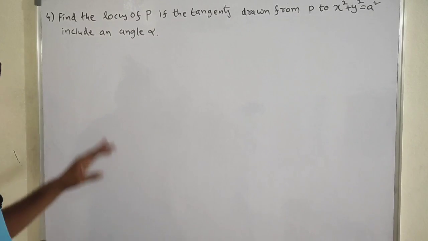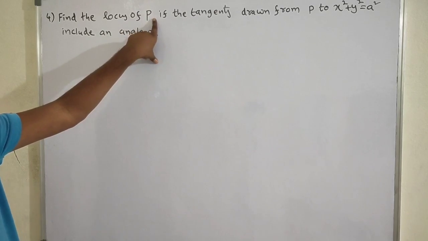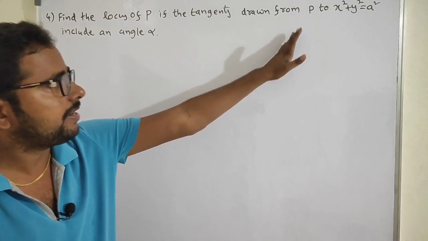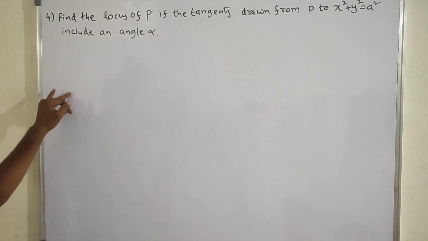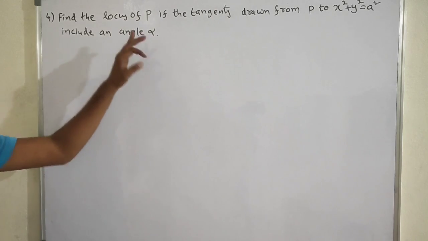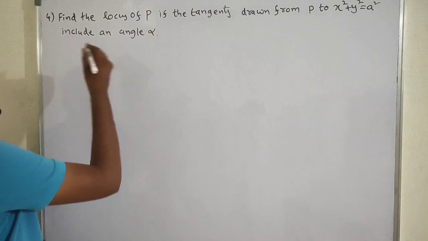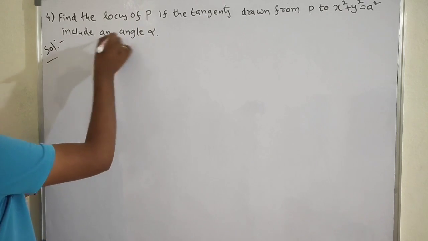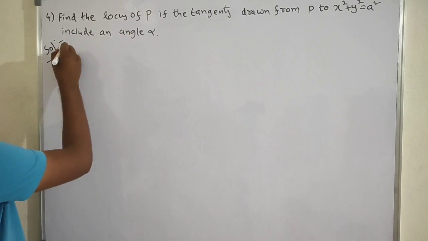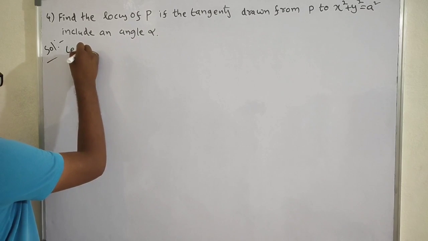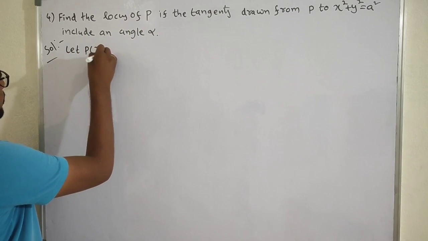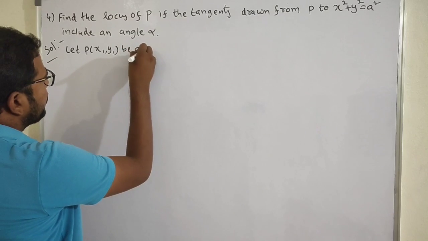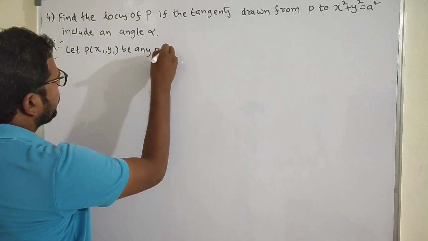Now fourth question. Find the locus of P. The tangents drawn from P to the circle x square plus y square is equals to a square include an angle alpha. So here angle between two tangents is alpha given. Okay na? Let first take point. Let P of x1 y1 be any point.